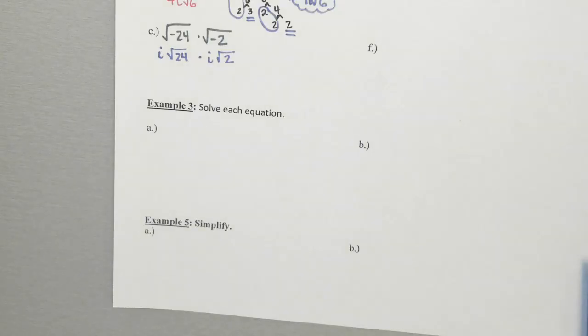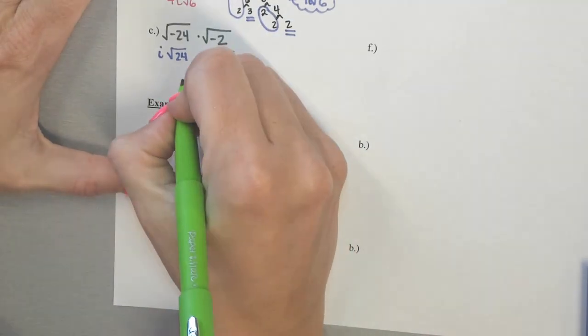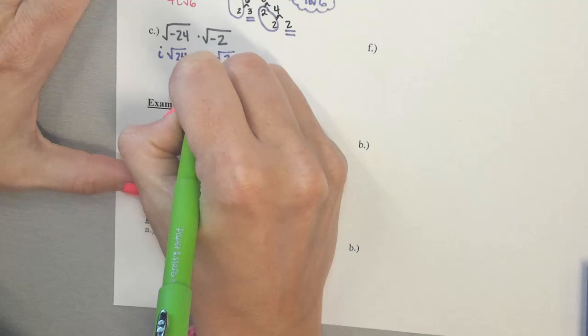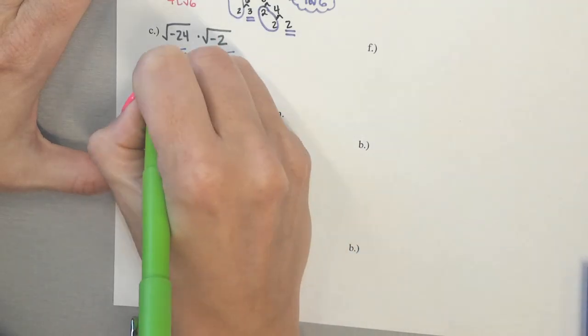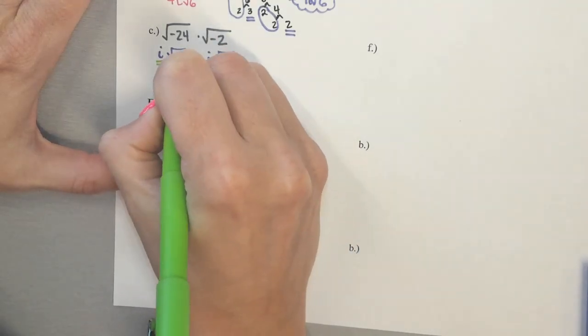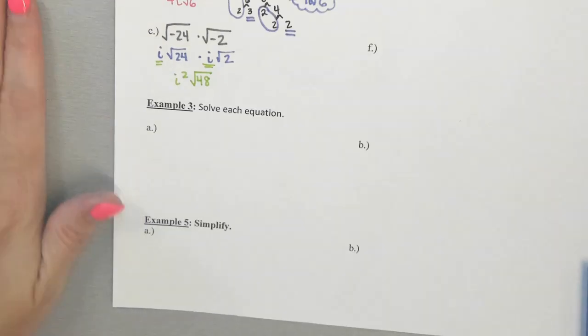Once you have the i's taken care of, then you can multiply the radicals together because they're both positive. So you could make this the square root of 48 and then simplify. And then i times i is going to be i squared. That goes out in front.